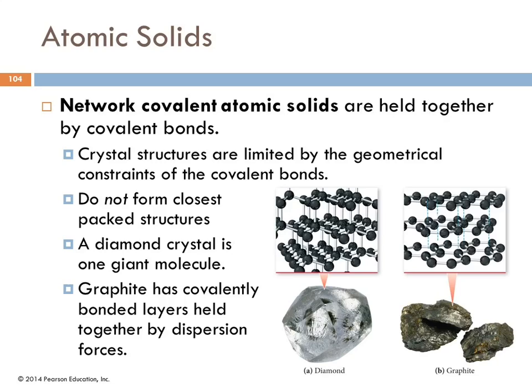Graphite is also covalently bonded, but it's covalently bonded in layers. And so you have this one layer that's a giant molecule, and another one, and another one. And what holds them together in between is dispersion forces. The dispersion forces are weak, and so that allows the layers of graphite to slip and to slide. That's why graphite works as a lubricant. That's why it works well in your pencil.